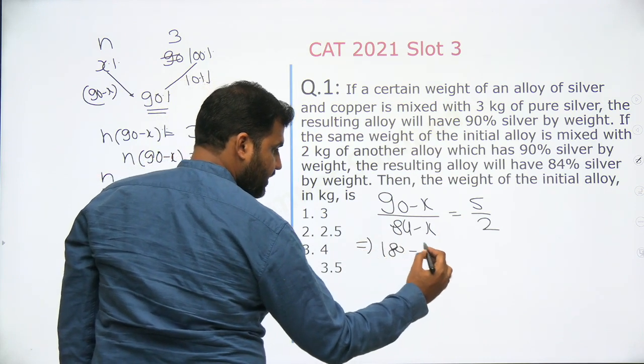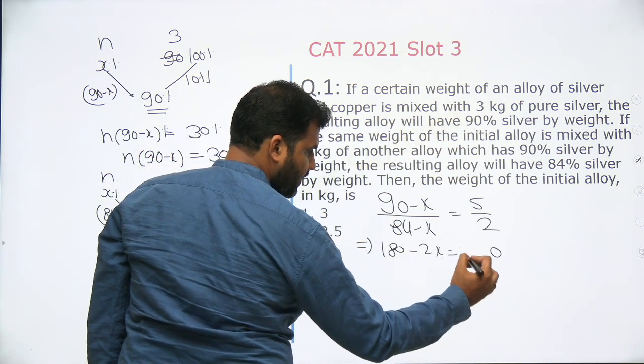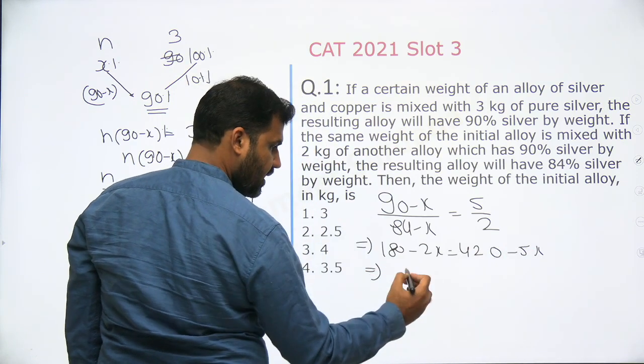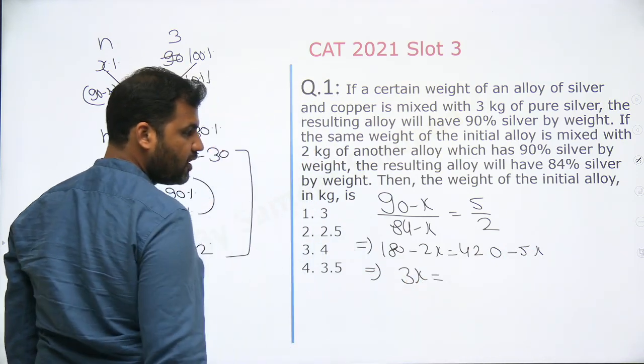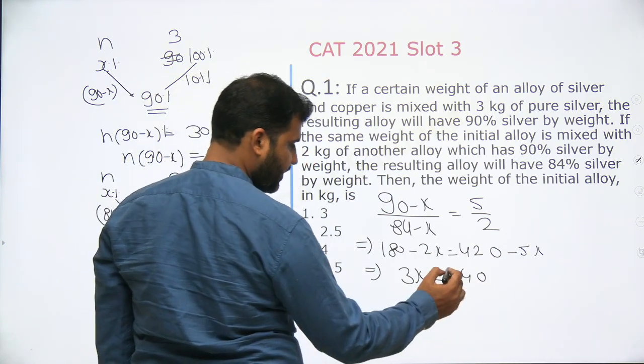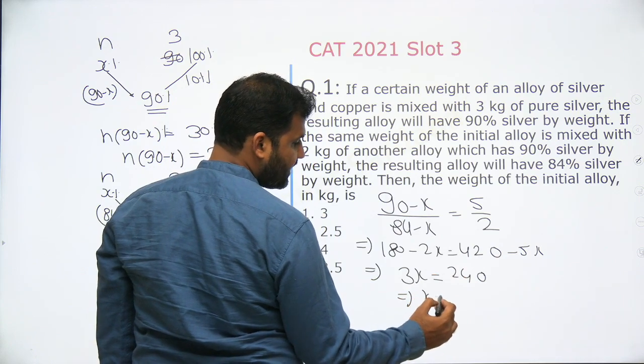180 minus 2x, 420 minus 5x, right? Now 3x will be equal to 420 minus 180, right? 12 minus 8, 4, 3 minus 1, 2. So you'll get x as 80%.